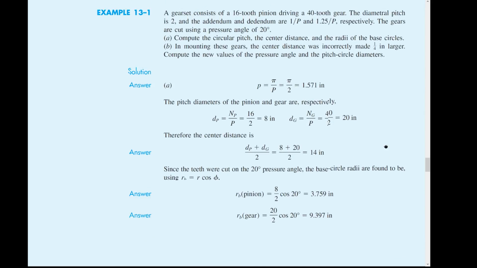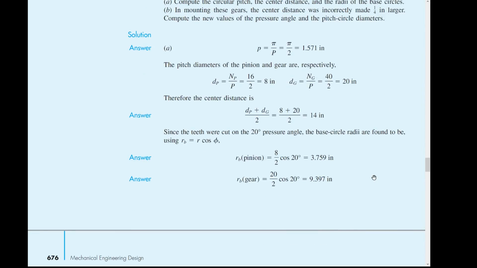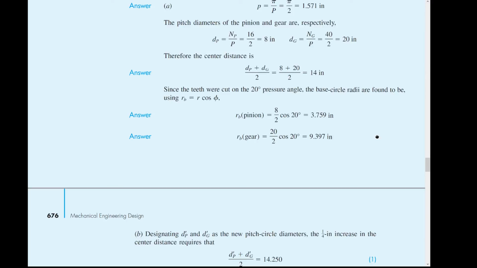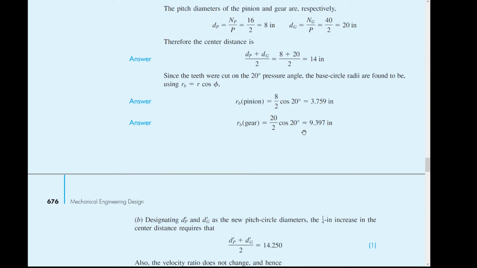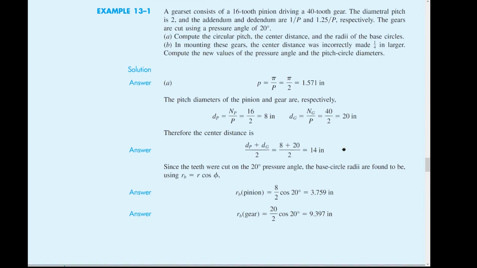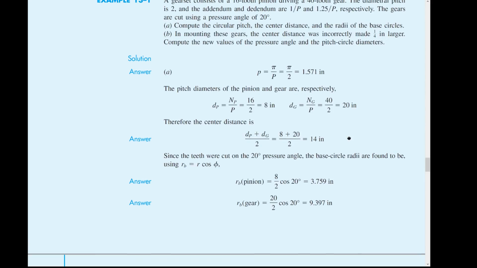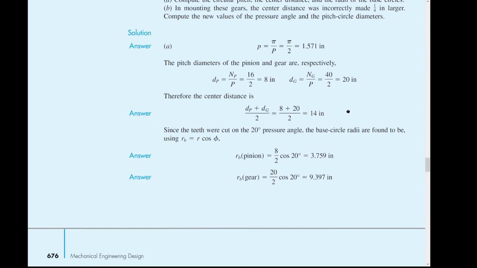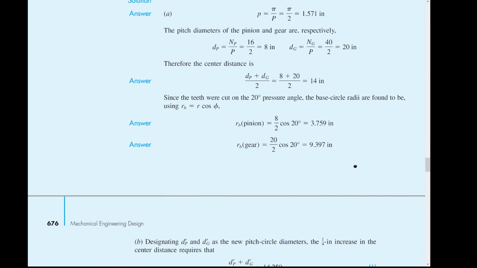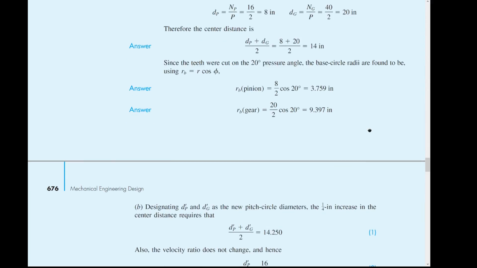RB pinion. So I guess we mentioned it earlier, right? Yeah, we did. And the RB gear, 20 over 2, 8 and 20. We got an 8 somewhere and a 20. Yeah, the DP. All right. So it's DP over 2 cosine 20, and each thing, DP and then DG. All right, gotcha.